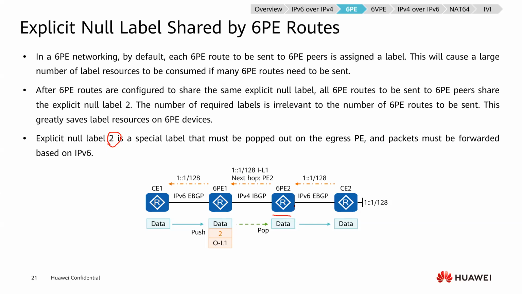So we can use a special value 2 and assign this value to all of the 6PE routes, to indicate to the 6PE2 that the traffic needs to be sent by IPv6 routing, and you need to check the IPv6 routing table and send to the specific CEs. So this is the function of the explicit null label.